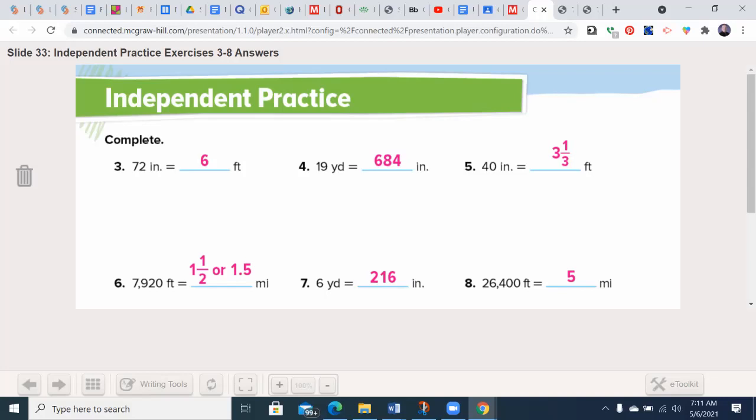And number 5, 40 inches is how many feet? 3 times 6 is 36. There are 4 inches left over. 4 twelfths is simplified into 1/3, 3 1/3 feet.